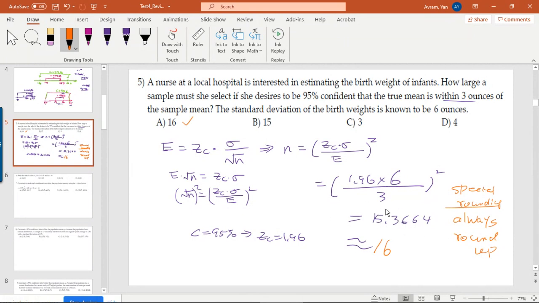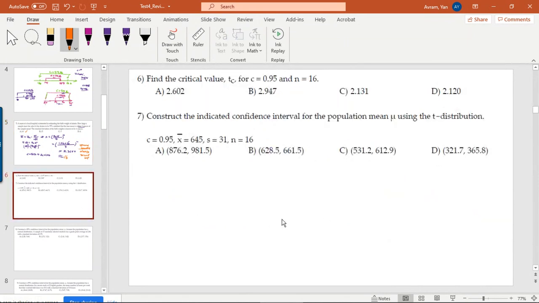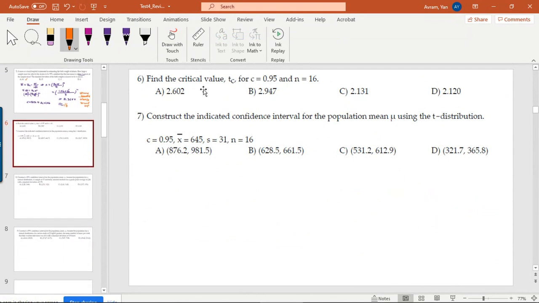Unless you have 15 exactly without any decimal point. Okay, otherwise, as long as you have 15.001, you still need to round to 16. So this one is not a regular rounding. Okay, it's not like 4 and below you round down, 5 and above you round up. This is called special rounding, and you always need to round up. Because sometimes you might do the calculation right, and then you choose the wrong answer. All right. Any questions? Okay, so that is for that one.